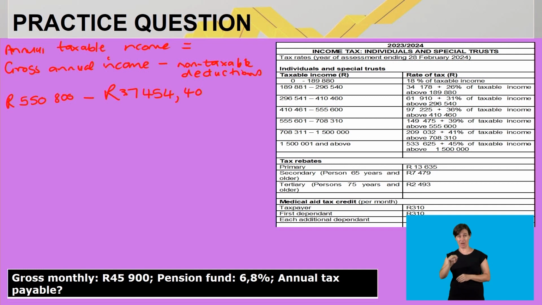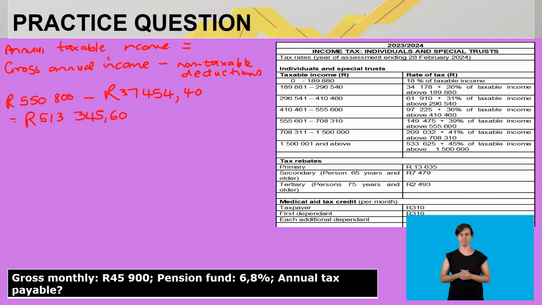550,800 rand minus 37,454 rand and 40 cents. That will give us an annual taxable income of 513,345 rand and 60 cents.